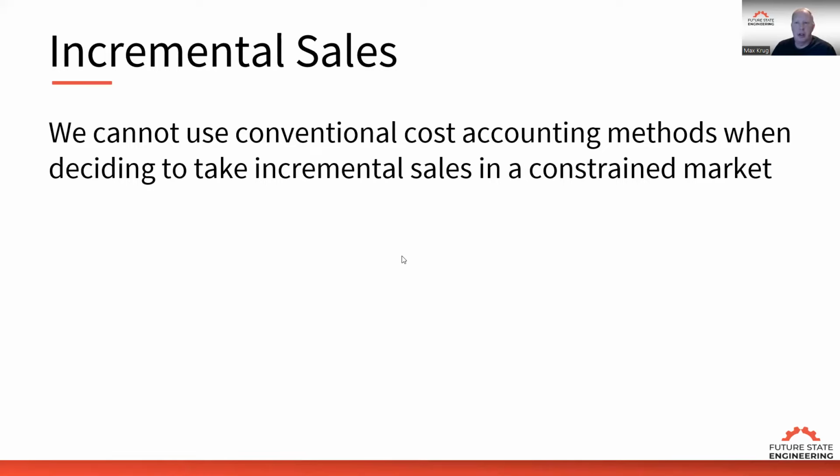We can't use conventional cost accounting methods when we're deciding to take on incremental sales in a constrained market, because if you do that calculation, you would never take on work that has less margin or even negative margin, because we're looking at the cost in isolation. We can't look at the cost in isolation. We need to look at the cost and the effect on the entire system. So what's that incremental sales worth? What's the increase in expense? And then what effect does that have on profitability?